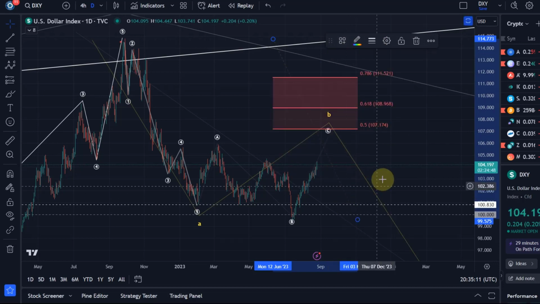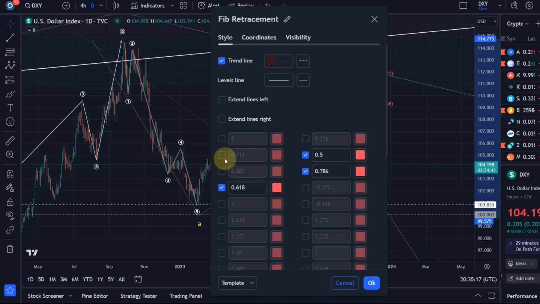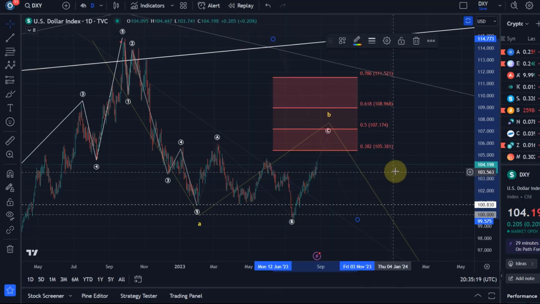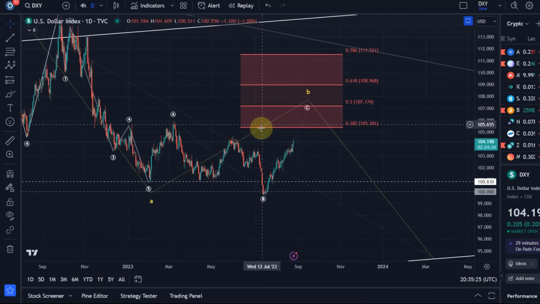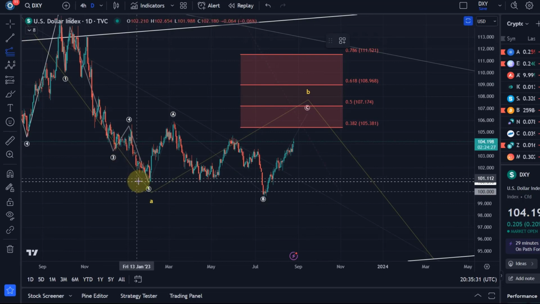So standard B wave retracement here. But you know what? I'm going to add the 38.2 Fib level for your info as well. That would be the next key resistance level at $105.38. The reason I'm doing that is because of the length of A and C. They are normally in a relationship, in a Fibonacci relationship.